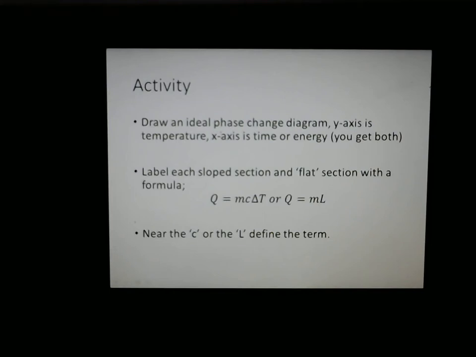So the y-axis should be temperature, the x-axis should be time or energy. Often you'll get both in data tests or on your external exam, where they'll either show you how it changes over time, or it'll show you how it's changing in response to how much energy is being given to it. Each of the slope sections, the heating phase, is going to obviously use our Q equals mcΔT formula, while all the flat sections where we have a phase change, and there should only be two phase changes, we'll use our Q equals mL. Then make sure you write what those L's are. Give that a go, and then come back to the video, please.